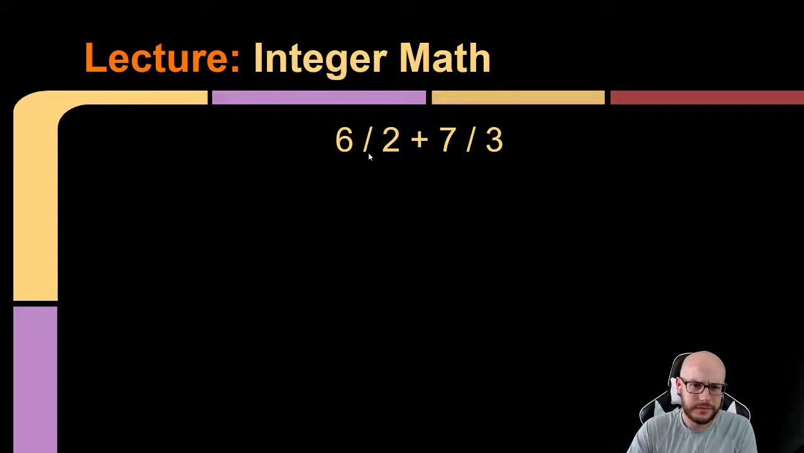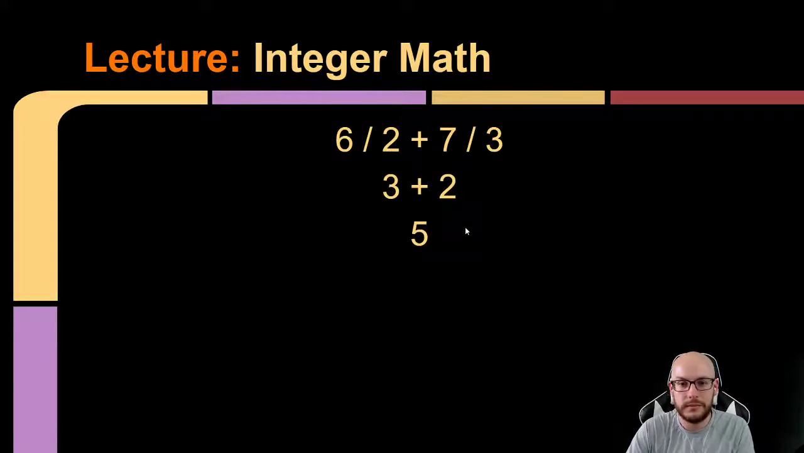Here's another one. 6 divided by 2. Well, that's actually nice, even, and clean. 2 will go in there 3 times. I'm left with 3 plus this over here. 3 will go into 7 2 times and some change. We'll get rid of that fractional part, leaving us with 2. So this is ultimately 3 plus 2, or 5.